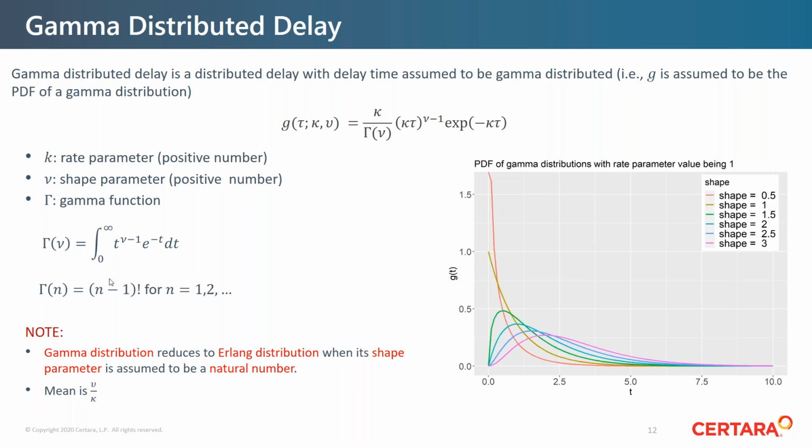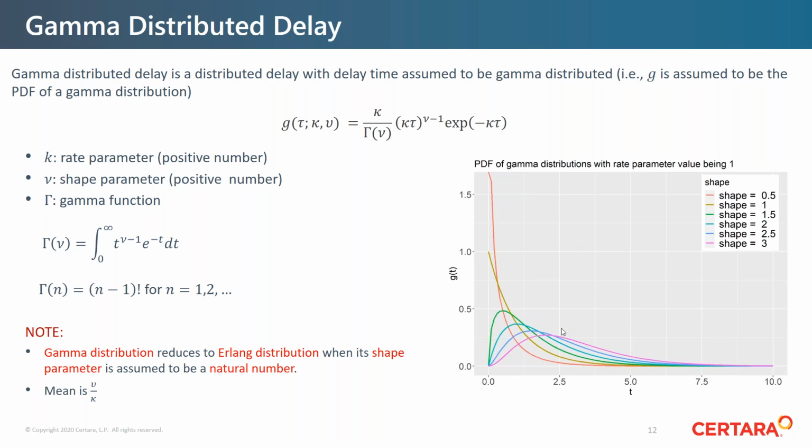Now, if we assume that the shape parameter is a natural number, then the gamma function just reduces to this factorial function. I want to point out that the gamma distribution reduces to an Erlang distribution when the shape parameter is a natural number. So the gamma distribution includes the Erlang distribution as a special case. Now, the mean of the gamma distribution is given by the ratio of its shape parameter to its rate parameter.